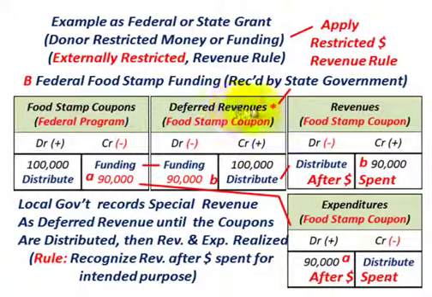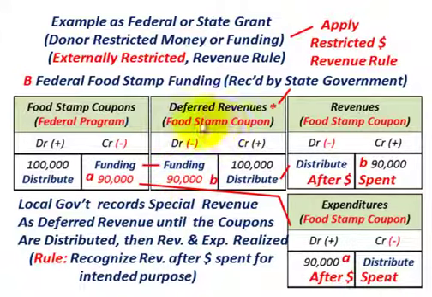So we take our deferred revenues account here, again for food stamps. We are going to say $100,000 here was received from the state for this food stamps program. So we credit deferred revenues for $100,000, and then we move over to our food stamp coupons, our asset account, that would be for this federal program. Debit that here for $100,000. So that's the funding that we received, and it's going to be a deferred revenue until those food stamps are actually distributed. So this is the case here.